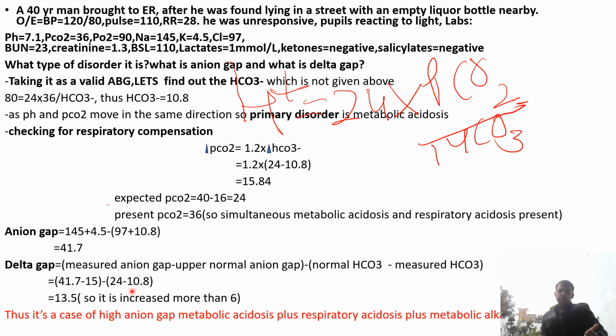So there are two ways, either we divide or we take the difference of the numerator and denominator. So denominator is normal bicarb minus measured bicarb, what we have calculated by this method. So 24 minus 10.8 comes to 13.5. So it is more than 6. So it is a case of high anion gap metabolic acidosis, respiratory acidosis plus metabolic alkalosis. So three disorders are going on together.